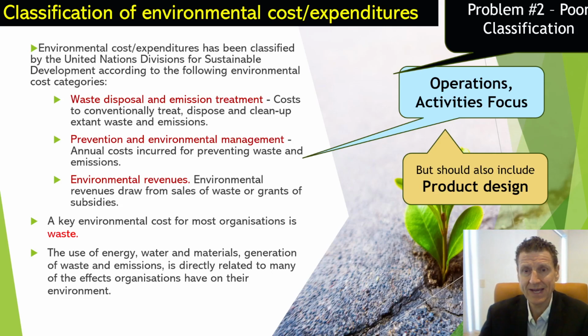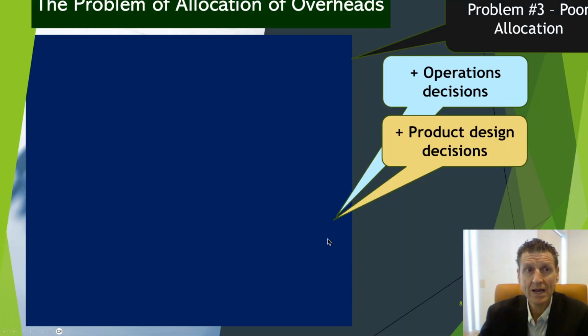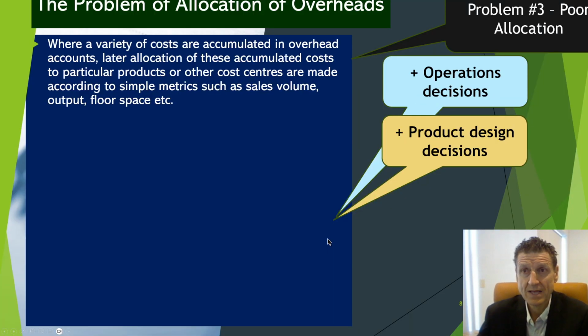What do we mean by that? Well, if we design a better product, that may reduce the extent of activities we undertake, and then that can actually reduce the waste that we produce. Wow, all connected. Everything is connected. So the problem with allocation of overhead, again, this is the poor allocation problem.